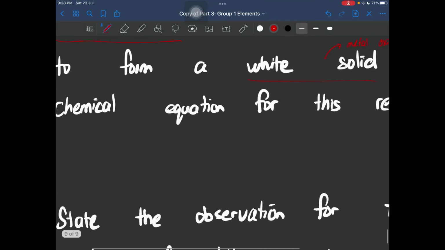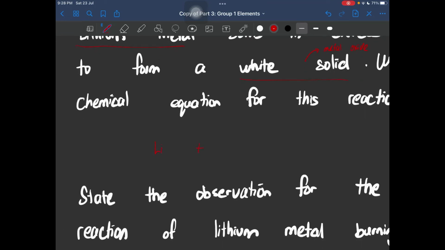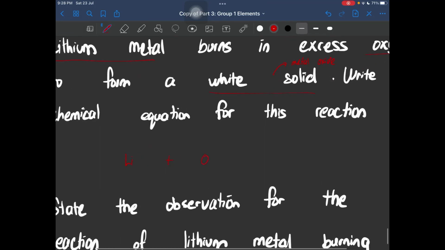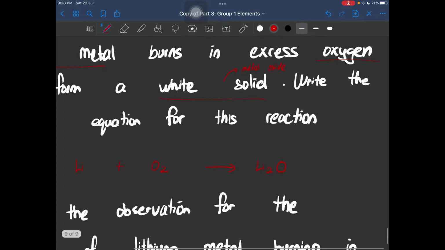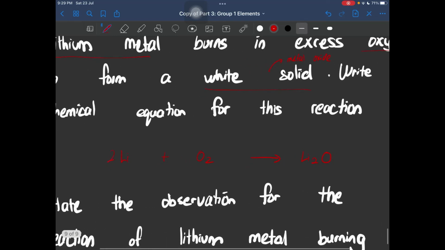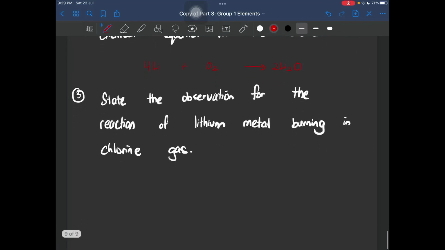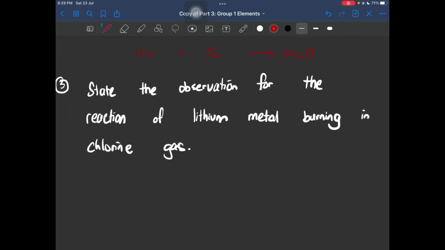So let's write the equation, right? We have lithium, and then it reacts with oxygen to produce a metal oxide. So we will have lithium oxide, which is Li2O, because the charge for oxygen is O2-, while the charge for lithium is Li+. And then you balance the equation, and done, right?